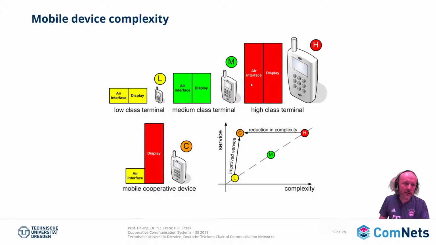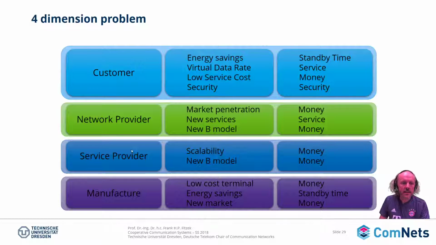And normally you have this classical linkage between air interface and display, and this linkage is broken if you think about cooperation, because then you only need a very good display and a smaller air interface. Good. We will see how this works.